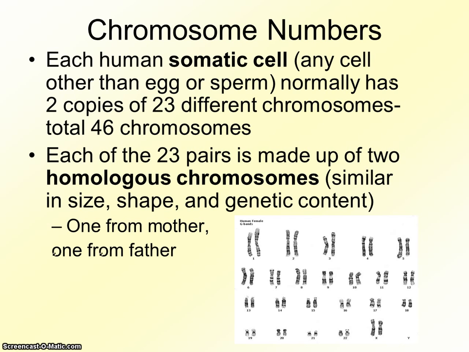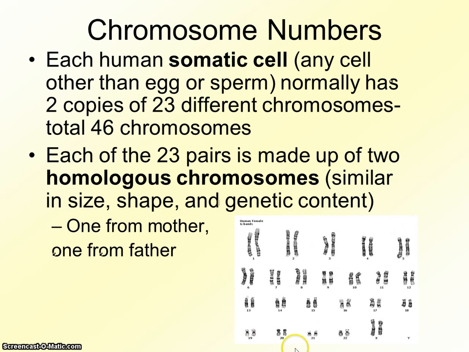Here's a nice picture of our chromosomes, called a karyotype. We'll get to that later. Each one of these pairs, like here's pair number 1, pair number 2, and so forth, is made up of something called homologous chromosomes, which means they're similar in shape, similar in size, and even similar in the genetic material they contain, like what they code for. One comes from mom, and one comes from dad. So they're homologous because they code for the same thing and are very similar in shape and size, but one comes from one parent and one comes from the other parent.